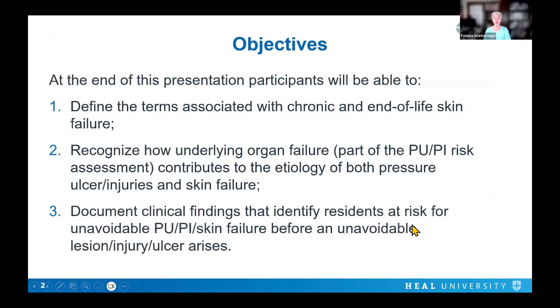We're going to start with our objectives. At the end of this presentation, you'll be able to define the terms associated with chronic and end-of-life skin failure. We're going to recognize how underlying organ failure, which is part of your pressure ulcer injury risk assessment, or should be, contributes to the etiology of both pressure ulcer injuries and skin failure. We're going to talk about how to document clinical findings that identify your residents and patients who are at risk for the unavoidable pressure ulcer injury.